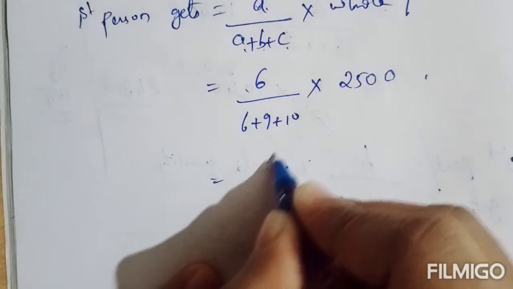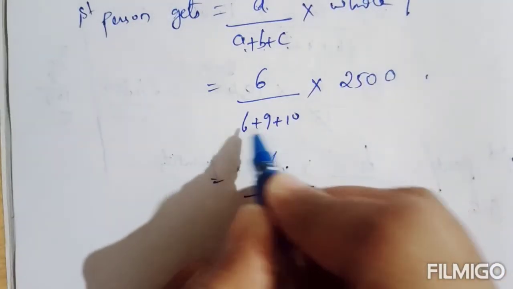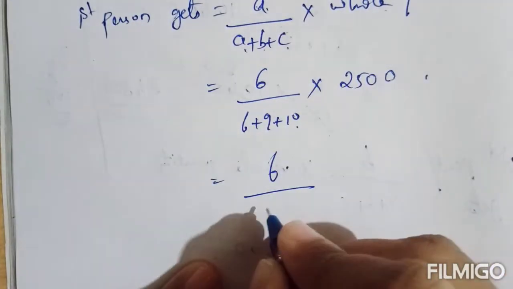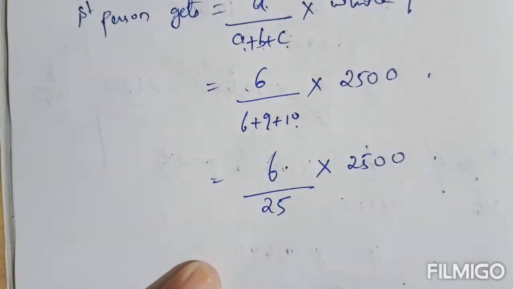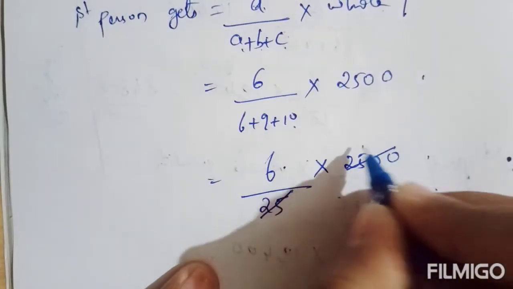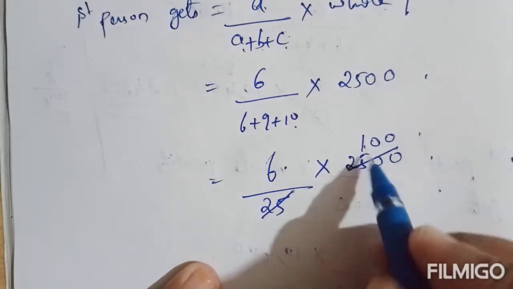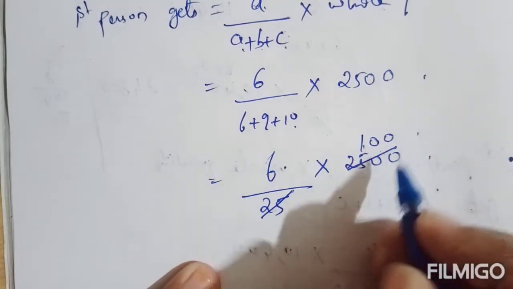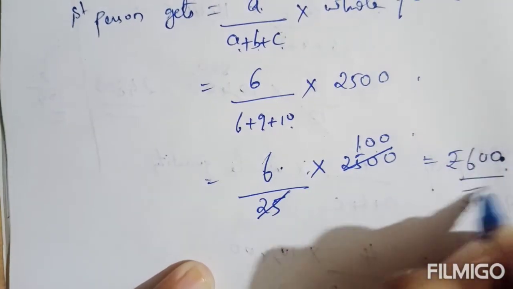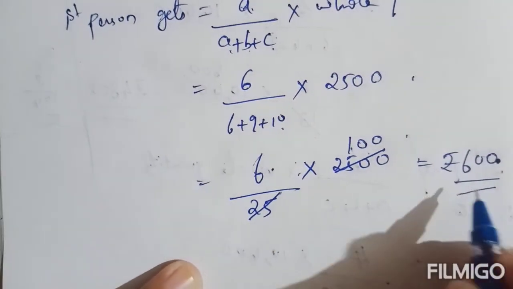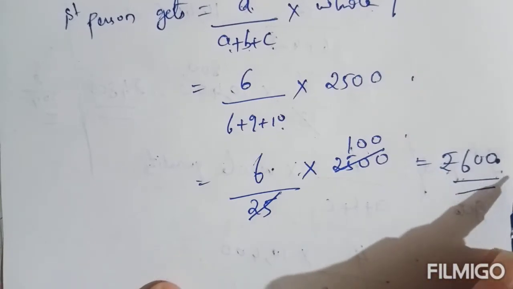Okay, so 6 by 9 plus 6, 15 plus 10, it is 25 into 2,500. So 25 and 2,500 you can divide. You will get 100 here. Now 6 into 100, it is rupees 600. So the amount the first person gets is rupees 600.